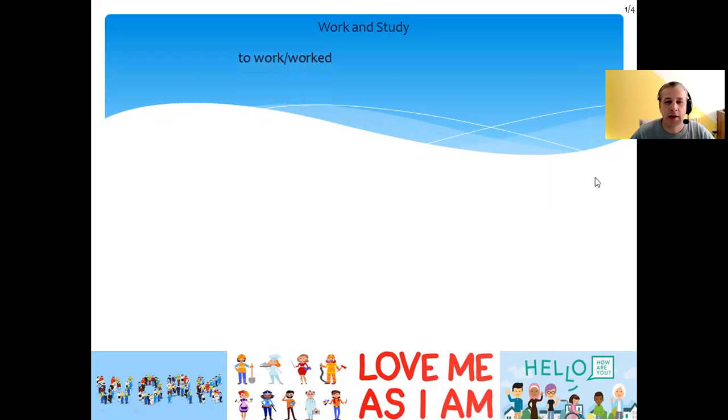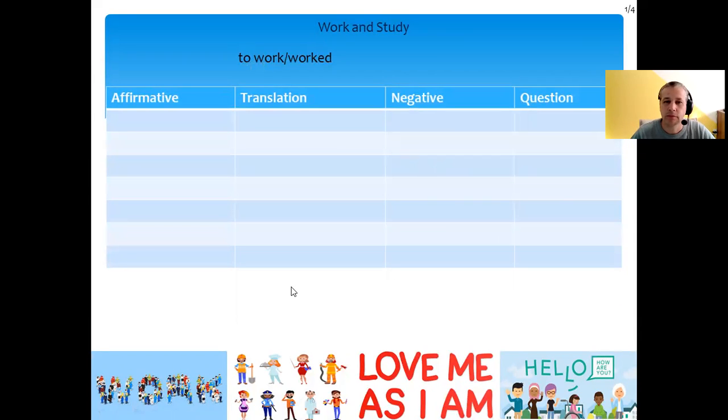Well, let me start, guys. Look at that. Repeat, please. To work, worked. Então vamos repetir lá. To work, worked. É o verbo trabalhar. Okay. This is a chart, but we won't get deep into the grammar. Essa é uma tabela de verbos. A gente não vai se aprofundar na gramática. I'm just gonna show you the verb in the affirmative mode, translation, negative and question. Repeat, please, guys.